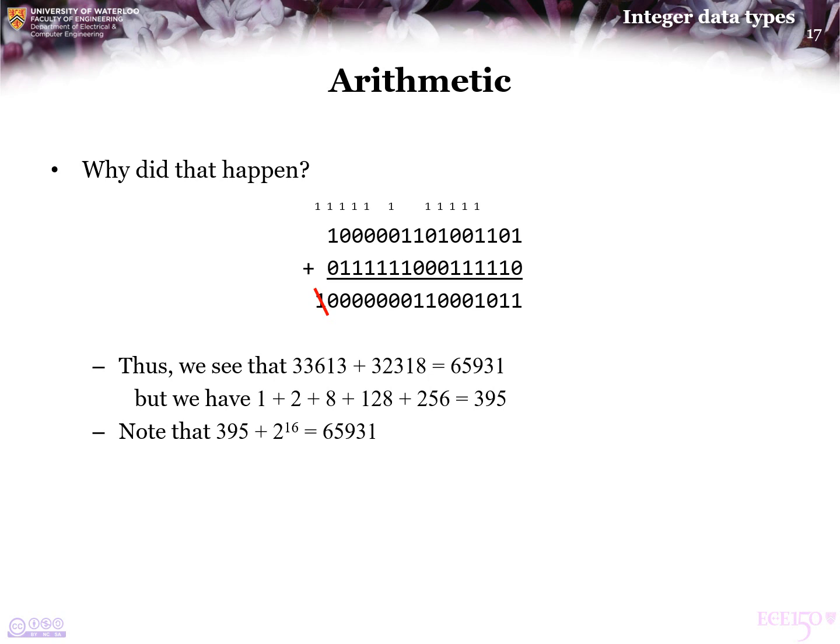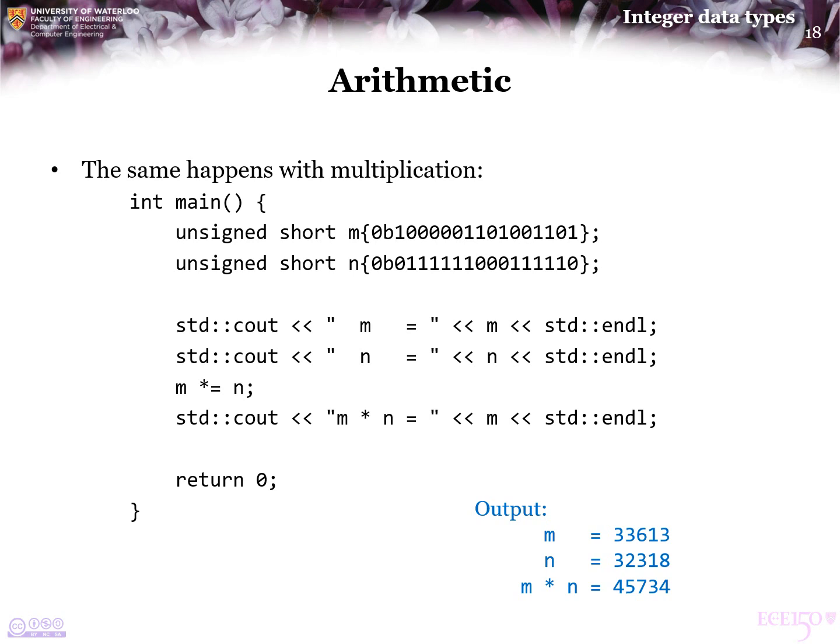The issue here is that, at least for addition, arithmetic of shorts is performed modulo 2 to the 16. That is, we compute the result, but then we store only the remainder of the result modulo 2 to the 16 for shorts. For integers, we store the remainder modulo 2 to the 32. The same happens with multiplication.